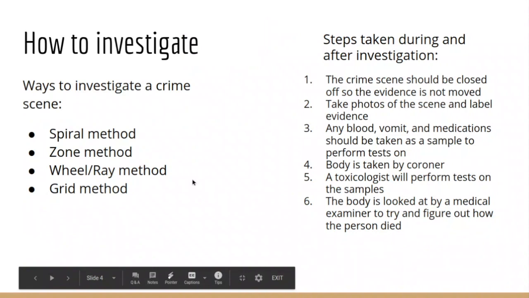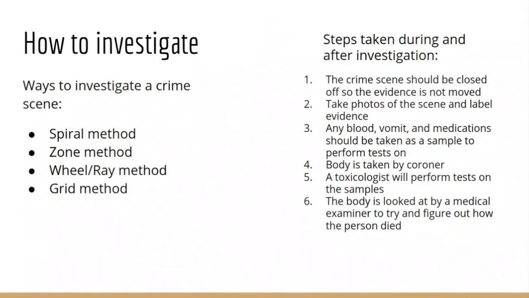There's different ways to investigate a crime scene. There is the spiral method where you and your team can start from the center and circle outwards, or you can start from the outside and circle inwards towards the center. There is the zone method where you can divide the crime scene up into, let's say, 4 zones, and then label the evidence in each zone.